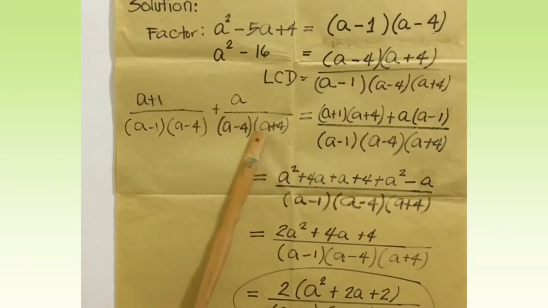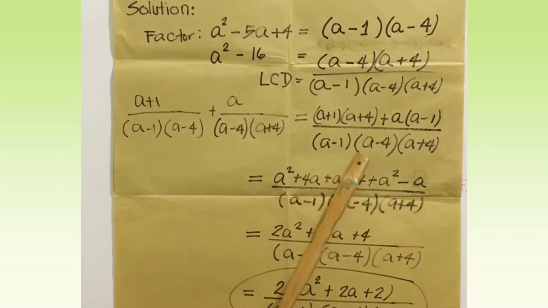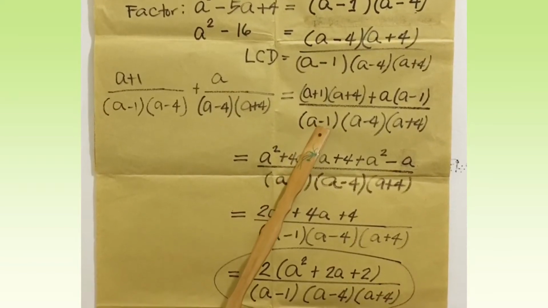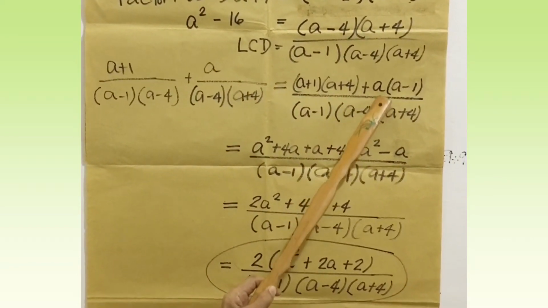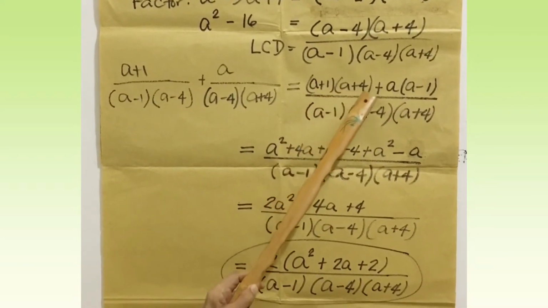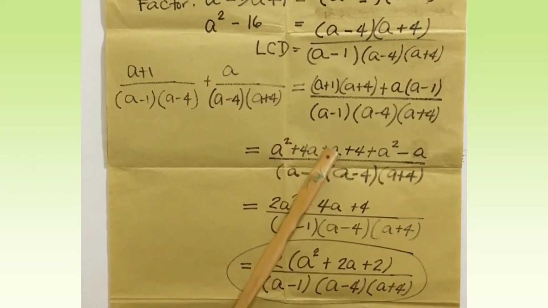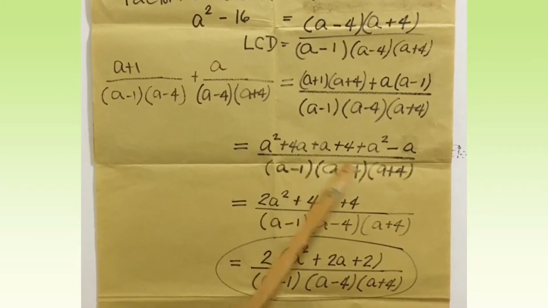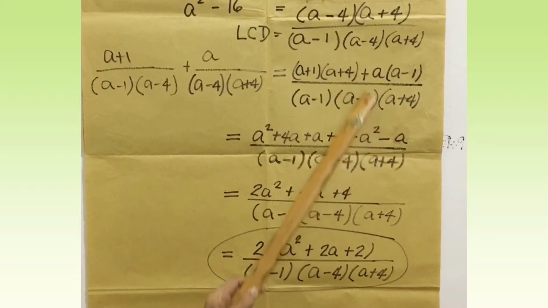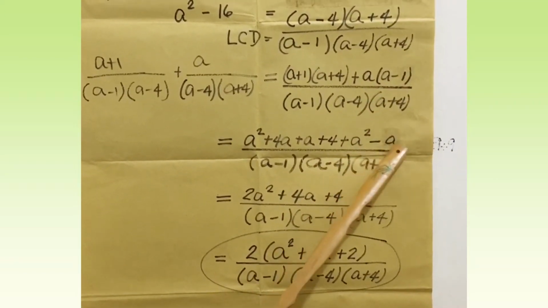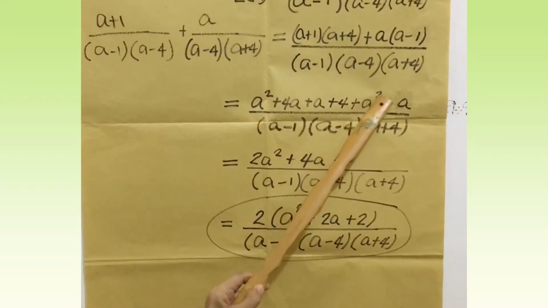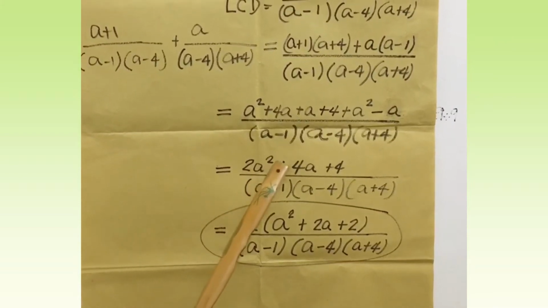And next, the second rational expression, we're going to divide here. So cancel a minus 4, a plus 4 cancel, the remaining is a minus 1 multiplied to a, so that's why we have positive a times a minus 1. Then simplify a plus 1 times a plus 4: the result is a squared plus 4a plus a and 4, and plus a times a squared, and a times negative 1 equals negative a. Then the next step is combine like terms. A squared plus a squared equals 2a squared.